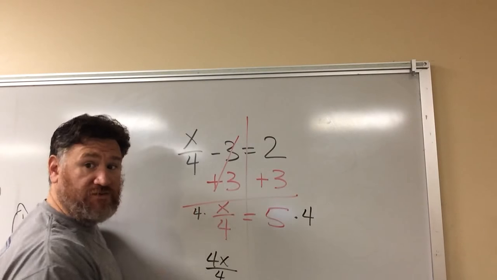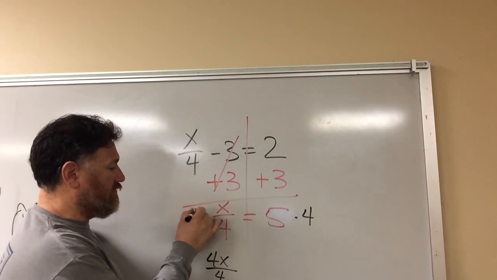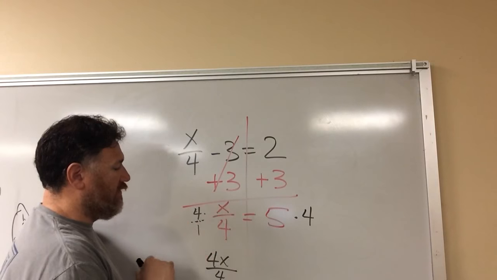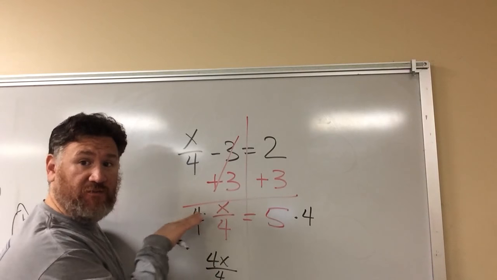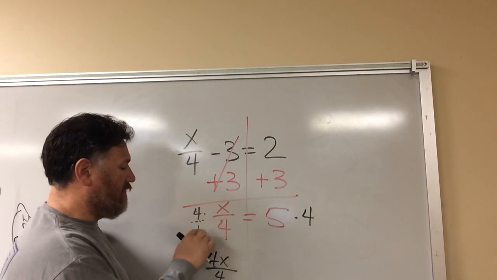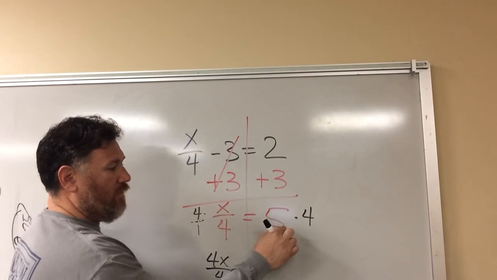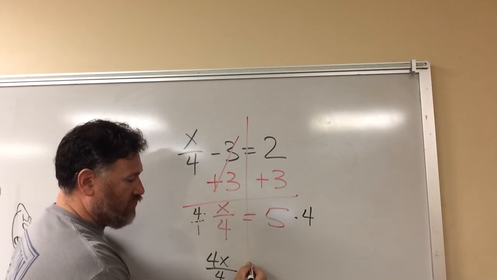Remember, these whole numbers, when you're multiplying fractions, since this is not a fraction, I can put anything over 1 to turn it into a fraction. And then when we're multiplying, we just multiply across. 4 times x is 4x, 1 times 4 is 4. On the right side, 5 times 4 is 20.